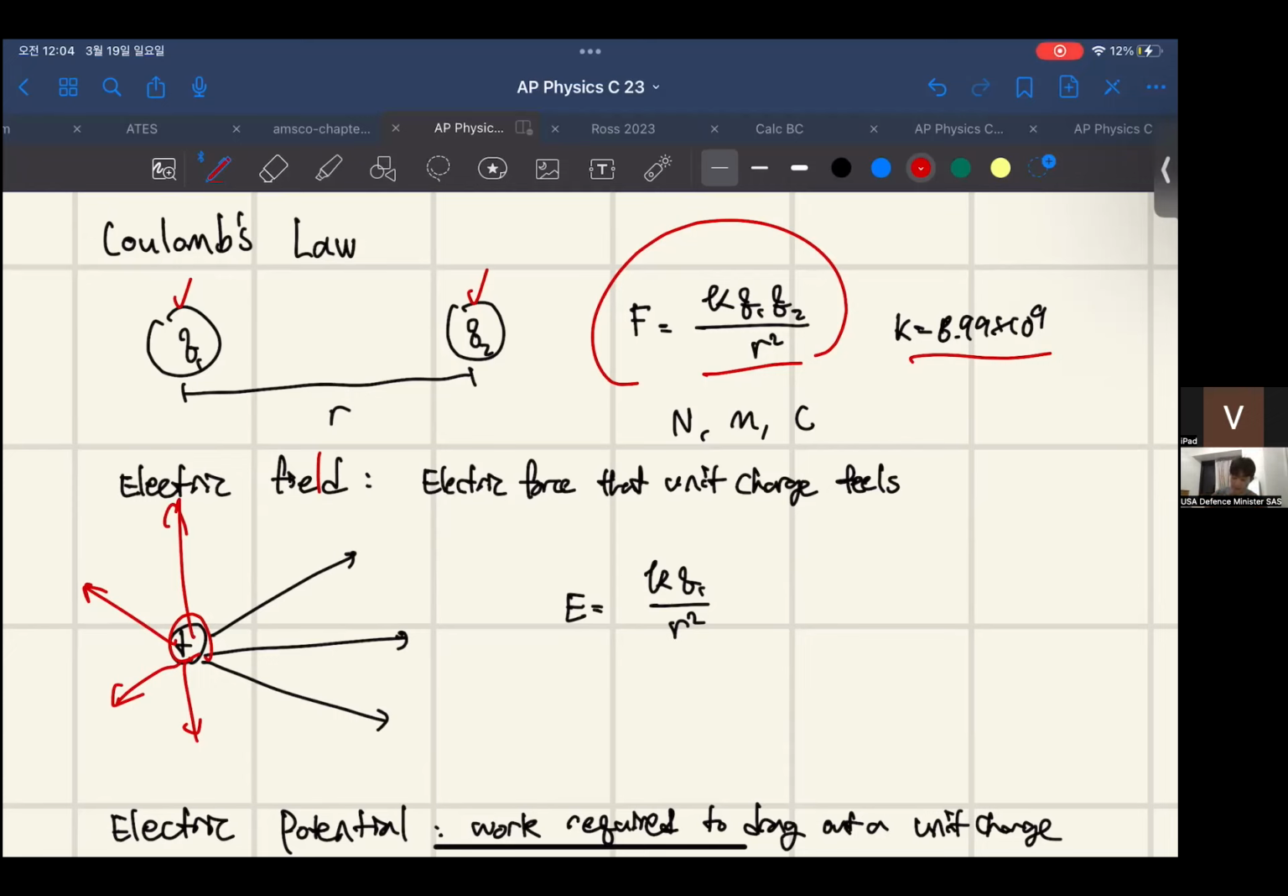Think about it. Let's say we put another positive charge over here. In which direction would it get force? It would repel because the two have the same sign. So an electric field is basically an imaginary field that a charge makes that could apply to additional charges if new charges are introduced to the field.